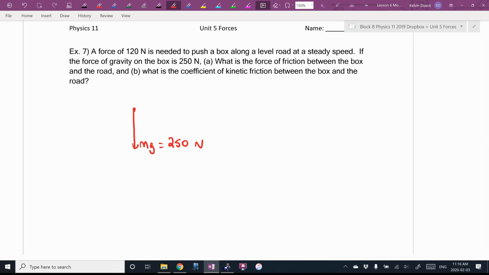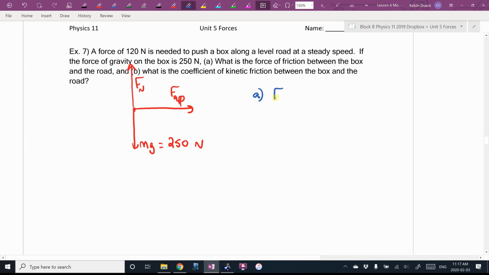What else? Is it sinking into the ground like quicksand? So there's a normal force. What else? Well, it says a force of 120 newtons is needed to push, so I think that's our F applied. Is there friction in this question? Yeah. In fact, what does part A want you to find? Don't write this down, look up.